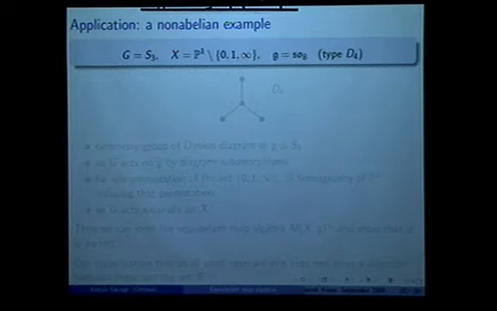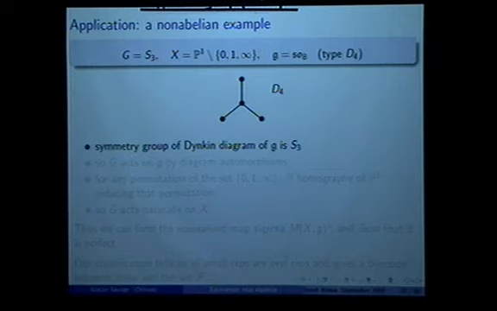Most of the examples I've given so far were non-abelian examples, or were examples where the group was abelian. So let me give you an example where our group is not abelian. Let's take our group to be S3, the symmetric group on 3 letters. Let's take our variety to be P1 minus 3 points, and G to be SO8, so the Lie algebra of type D4. Here's our Dynkin diagram. The symmetry group of this Dynkin diagram is S3. We can permute any of these 3 vertices out here in any way we want. So we have a natural action of the group on this Lie algebra by Dynkin diagram automorphisms.